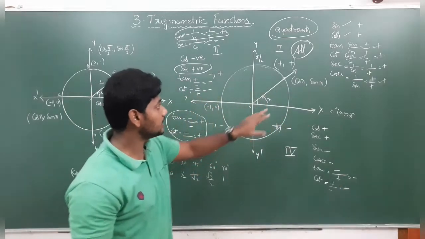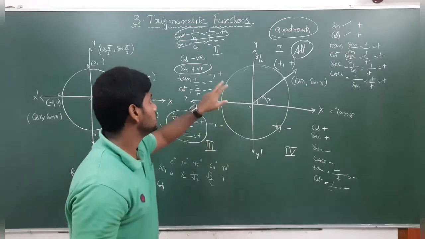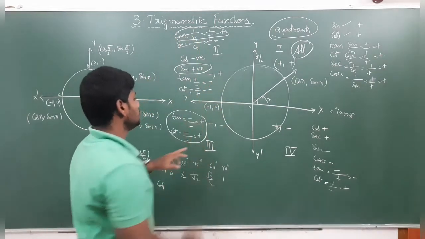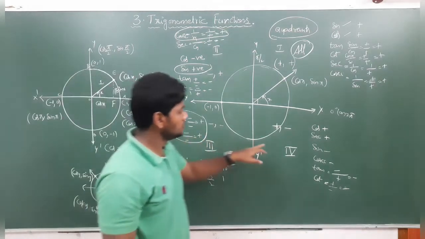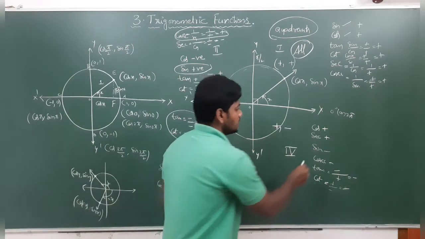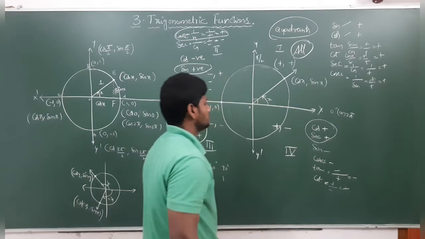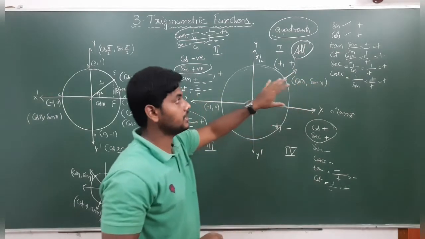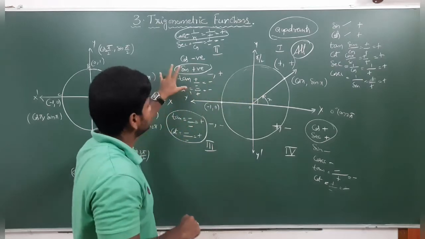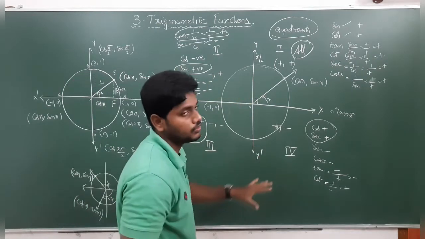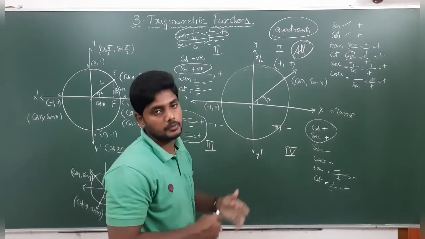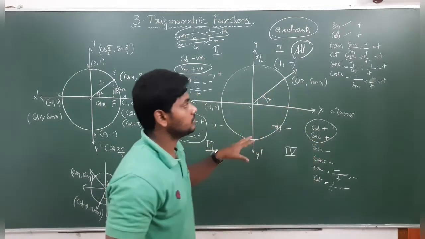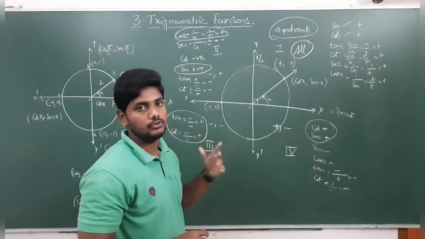If you observe clearly, in the first quadrant all are positive. In the second quadrant only sin and cosecant are positive. In the third quadrant tan and cot are positive. In the fourth quadrant only cos and secant are positive. See here, the first quadrant has 6 trigonometric ratios, positive or negative. The second, third and fourth quadrants each have 6 trigonometric ratios. Now 6 into 4 is 24 positive or negative signs, you need to remember.